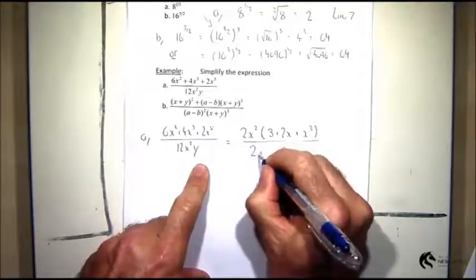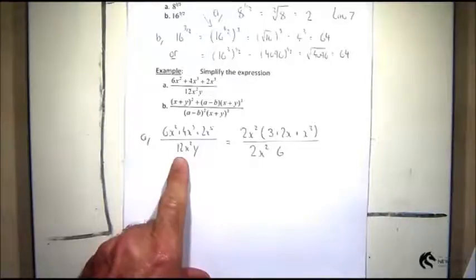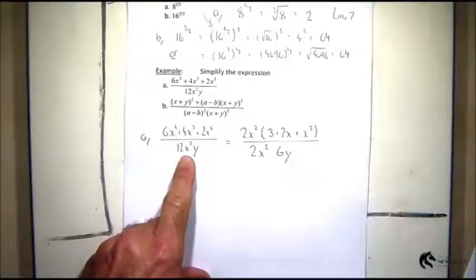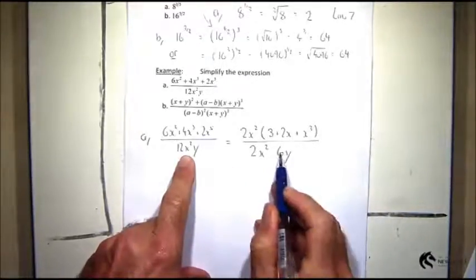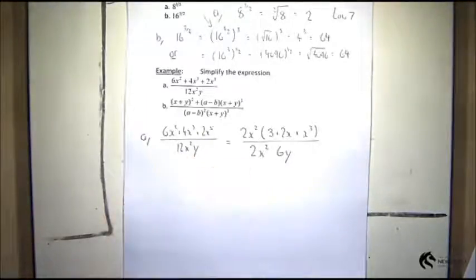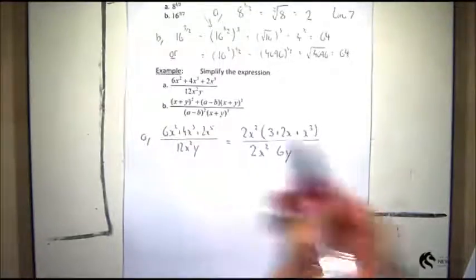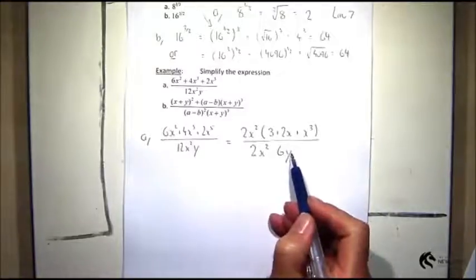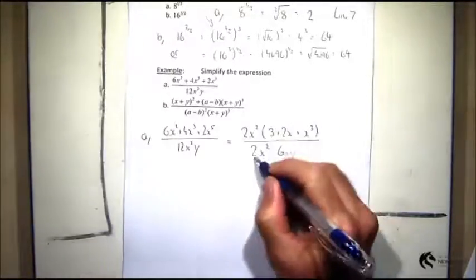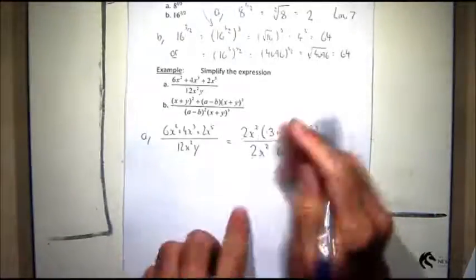Now down the bottom, in the denominator, I would really like 2x squared to be a factor there, and in fact I can write 12x squared y as 2x squared times 6y, because the 2 times the 6 will give me the 12. Now, if I were to evaluate that, it would say calculate what's in the brackets, multiply it by this number, then divide by this number and this number. So I can cancel those out.